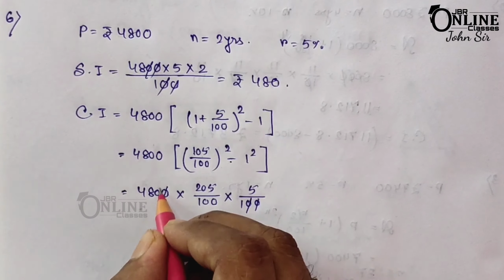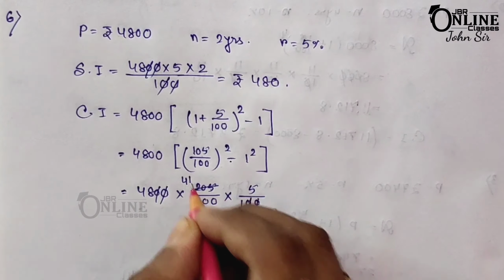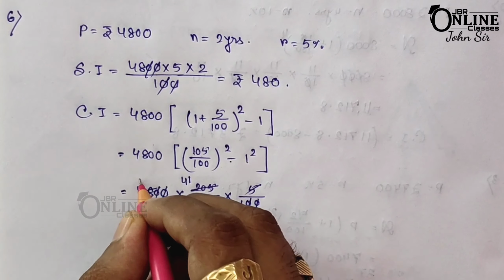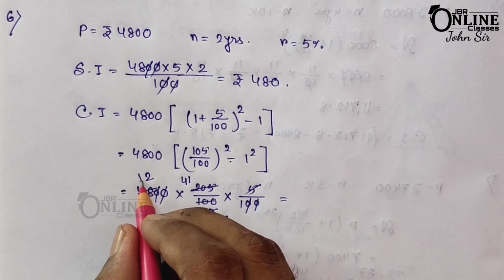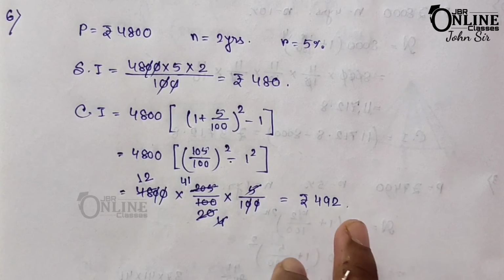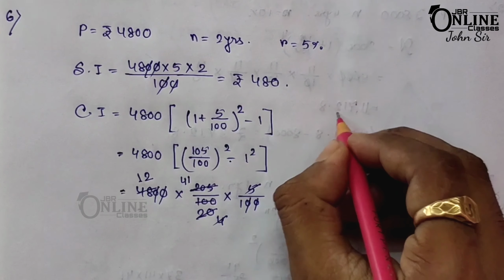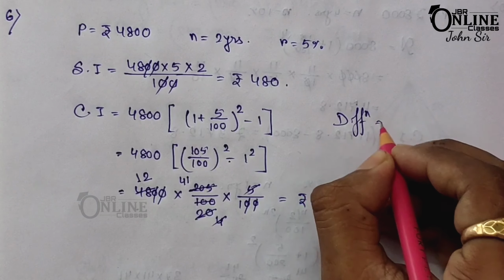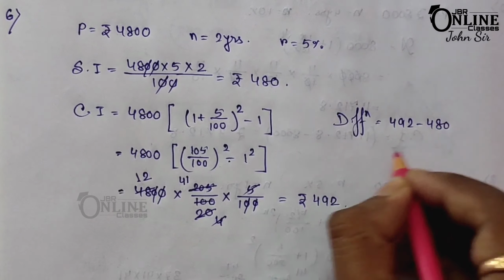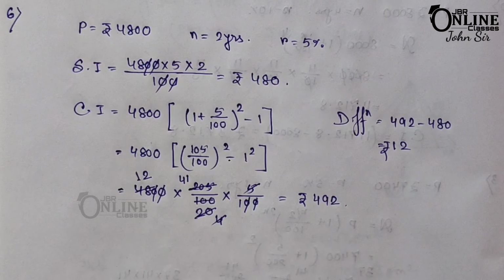So here the 0s cancel out. Now this one equals 5 4s are 20 and 5 1s are 5, it becomes 5 to 0. So this one 4, and here 4 1s it's 12. So that means here 12 into 41, and it becomes rupees 492. So here 492 is the compound interest, SI equals 480. You have to find out the difference, and here difference equals 492 minus 480, so it becomes 12. So rupees 12 is your answer.